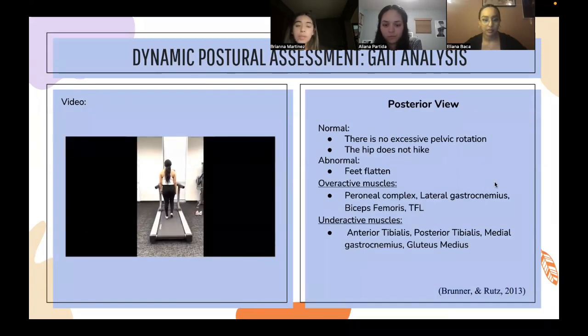In the posterior view, we can see that there was no excessive pelvic rotation. The hip did not hike. However, again, we can see that the feet were flattening in this view.